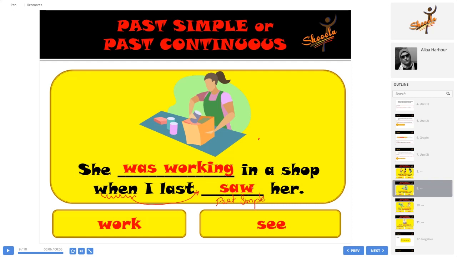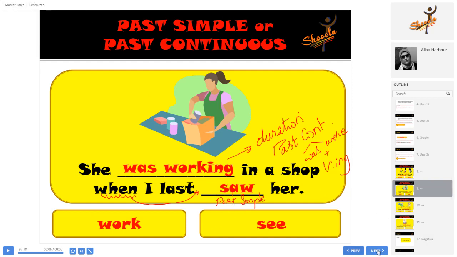Two actions interrupted one another. She was working. It takes duration. What do I mean by duration? Duration means past continuous. What do I mean by past continuous? Past continuous means was or were plus the main verb in ing. So, she was working in a shop when I last saw her. The action was interrupted, so I use the word saw, not see, in the past simple tense.